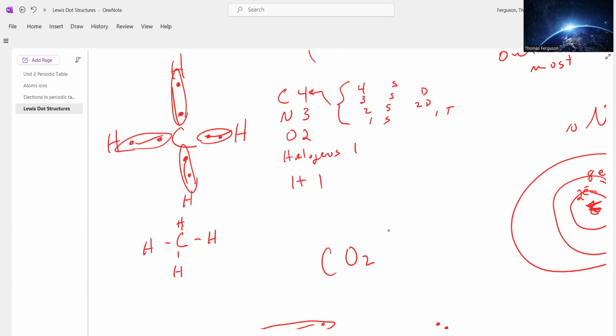Look at nitrogen and phosphorus. They look exactly the same. 3 single ends, 1 pair. Phosphorus is underneath nitrogen. So when you count over for nitrogen, it's 1, 2, 3, 4, 5. Count over for phosphorus underneath it, it's 1, 2, 3, 4, 5 also.